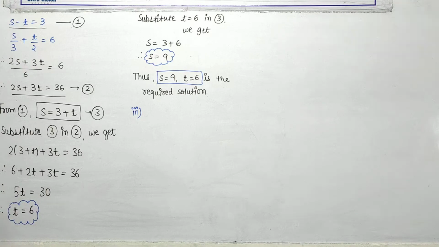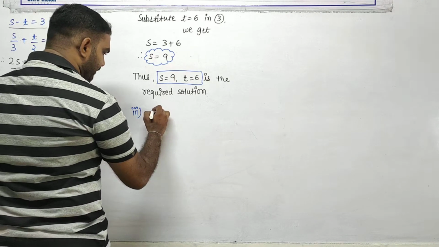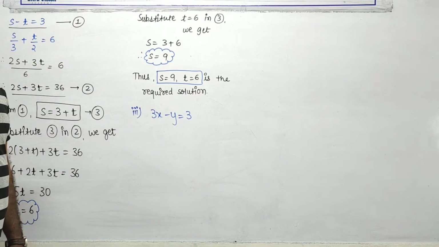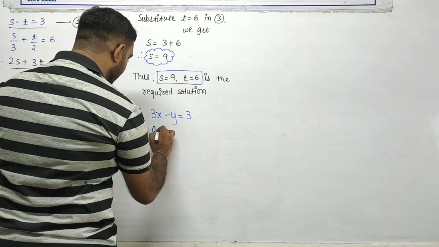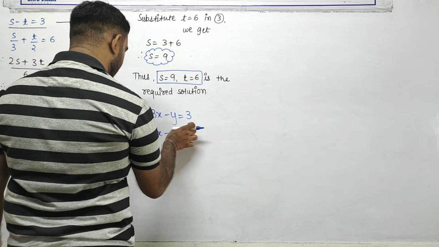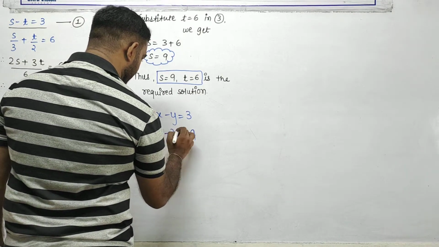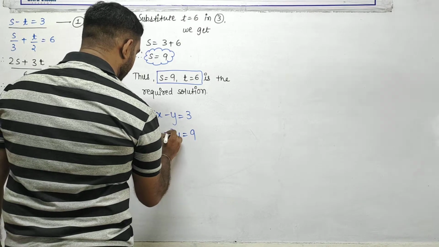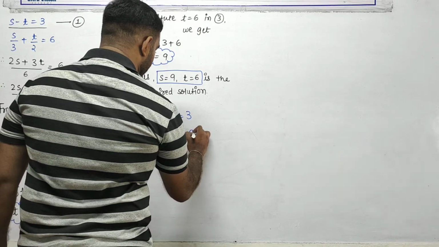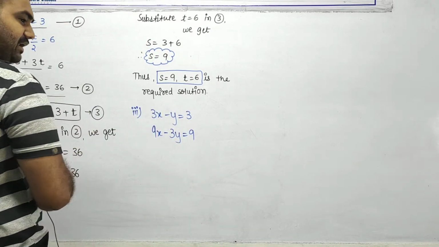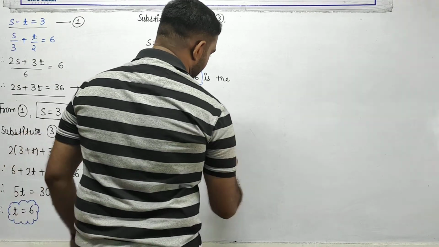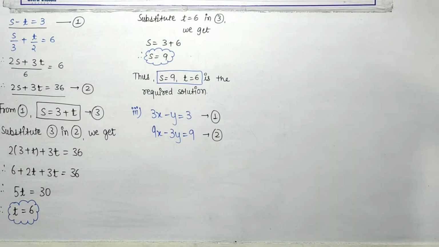The third question: 3x minus y equal to 3 and 9x minus 3y equal to 9. So, these are the given equations. You name the first 1 and the second 2. Ready? So, these are the given equations.